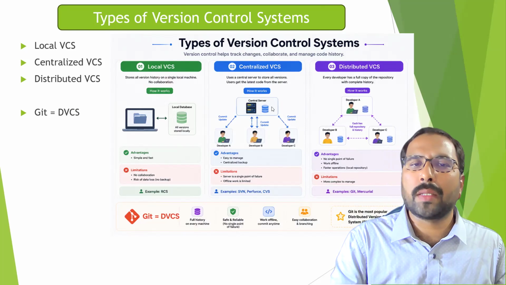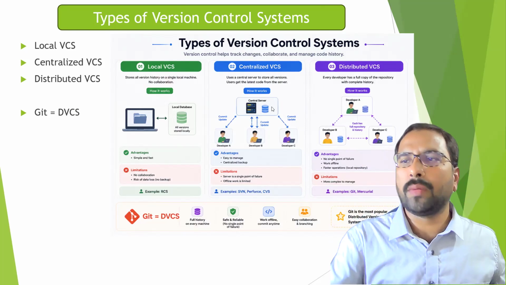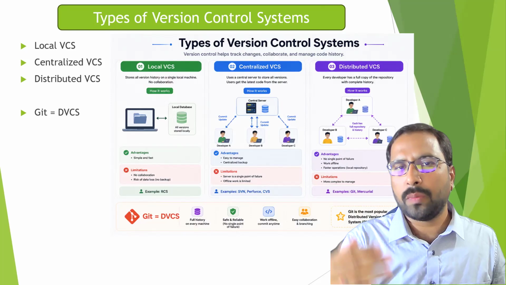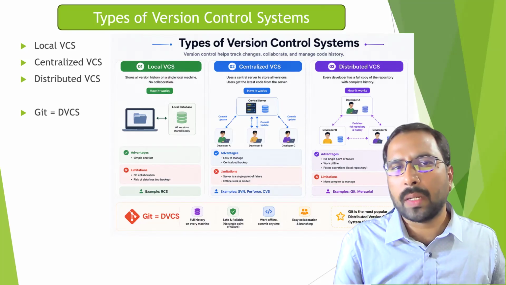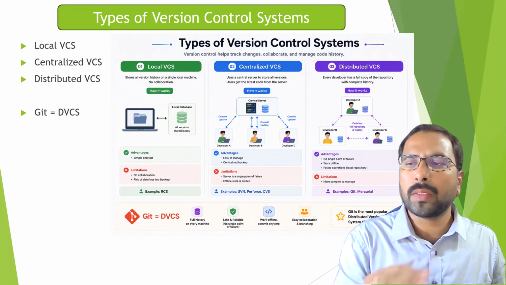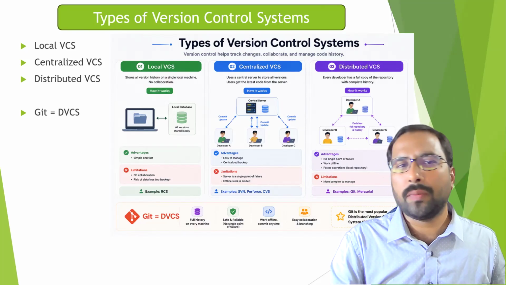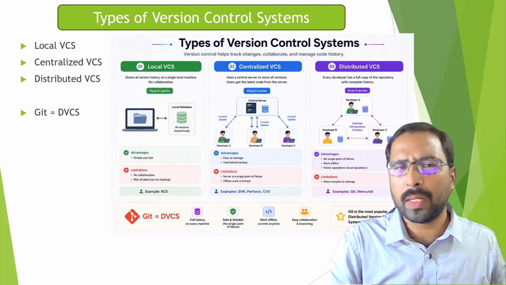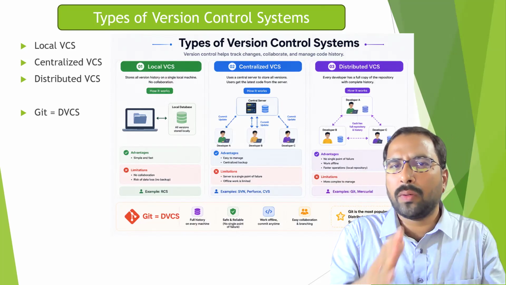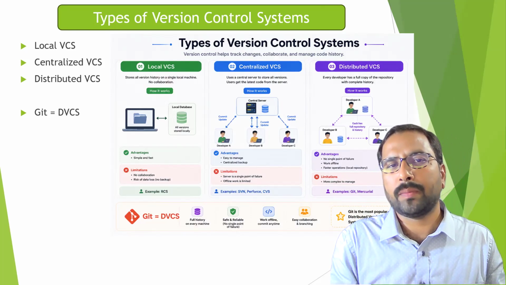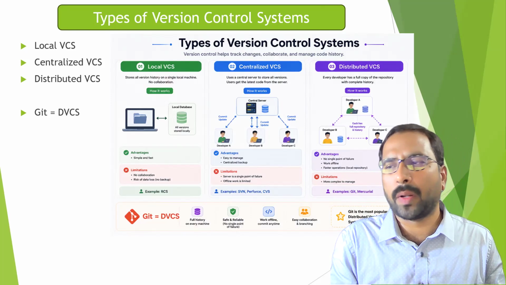But central VCS means one central server will be there, and developers' systems will be there. Developers connect to that central server and directly store files into the central server. With that, what will happen if the central server crashes? They will not get the data. Okay, so it has a lot of drawbacks.